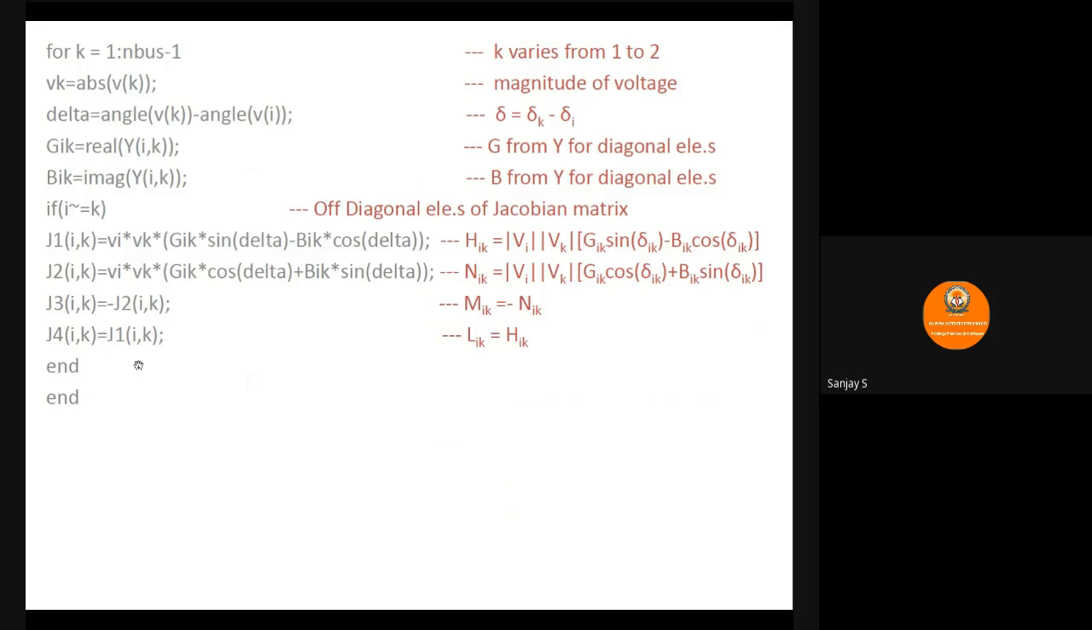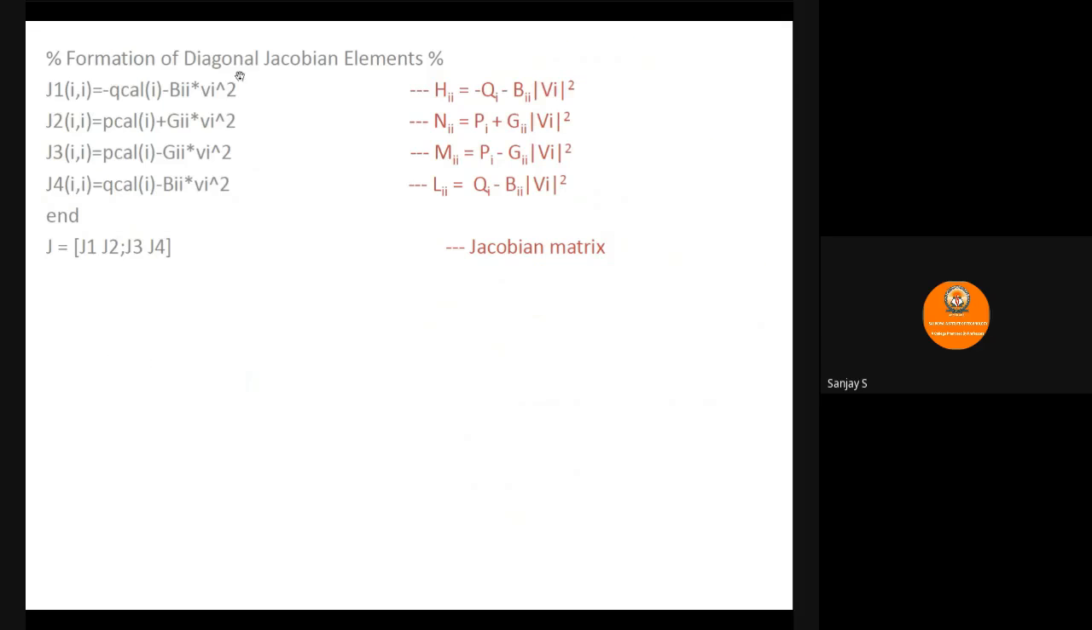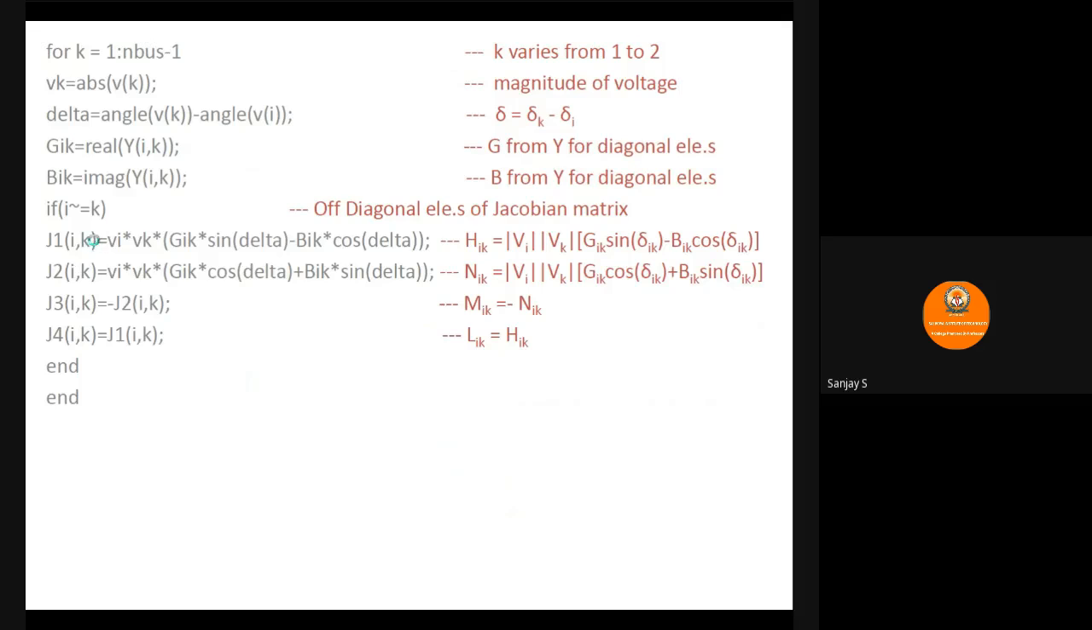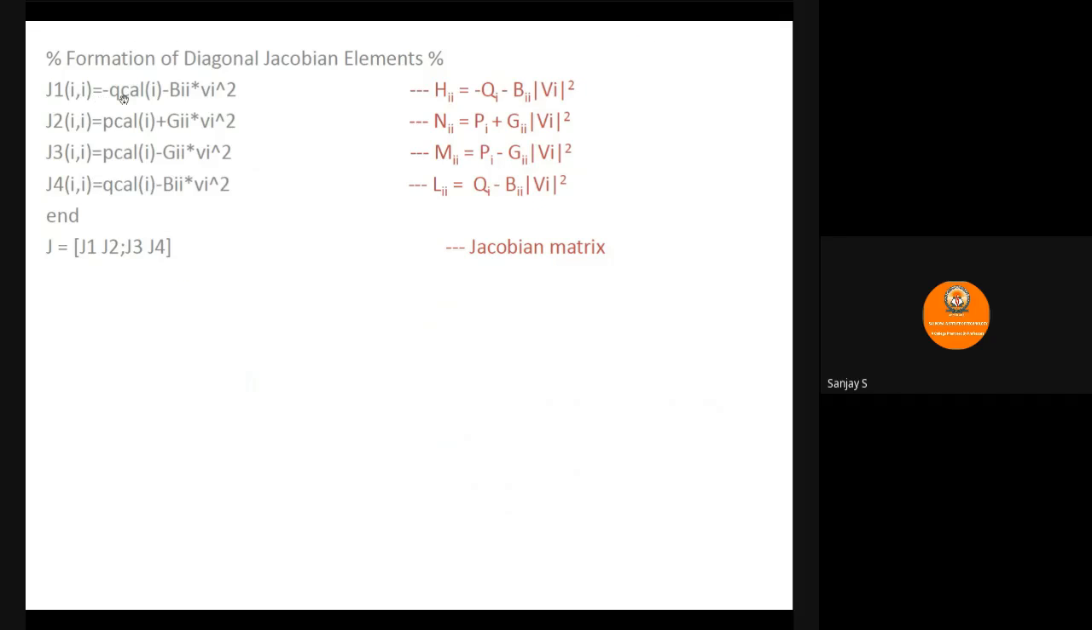Next we have to write for diagonal elements. So, formation of diagonal Jacobian elements. Again, a straightforward implementation of the formula. H_ii is equal to minus Q_i minus B_ii V_i square. So you can see J1 of i comma i. Earlier you had J1 of i comma k. Now since it is diagonal, J1 of i comma i is minus Q cal of i, using the variable that we have called in this particular MATLAB program, minus Q cal of i minus B_ii V_i square. Similarly, N_ii, M_ii, L_ii are taken as J2, J3, J4 for diagonal.